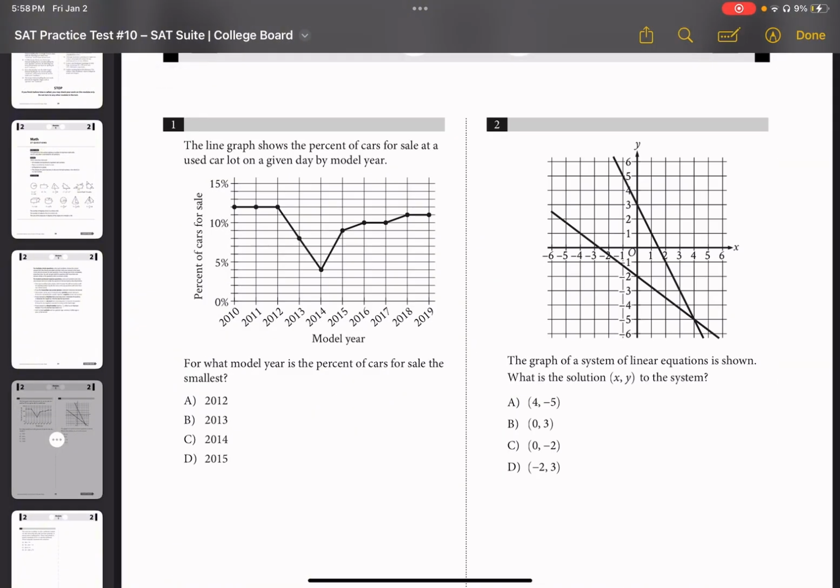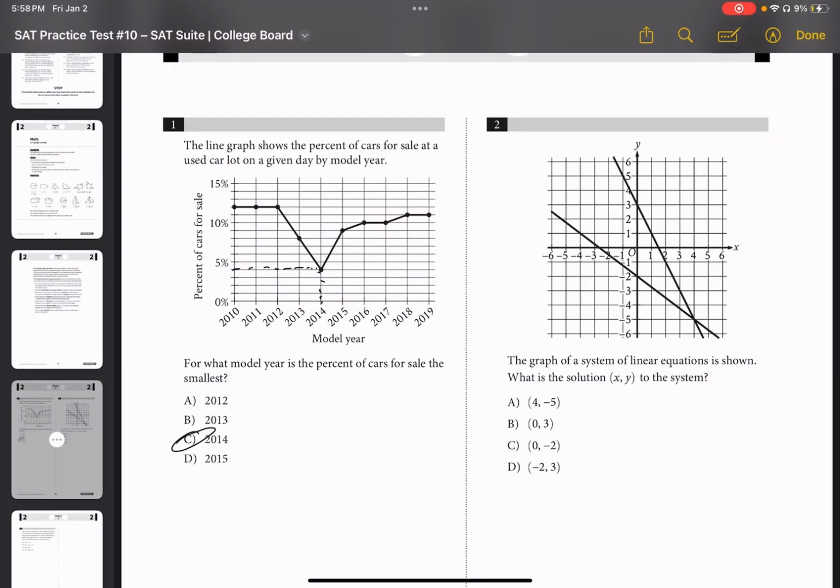So jumping straight in, question one: the line graph shows the percent of cars for sale at a used car lot on a given day by model year. For what model year is the percent of cars for sale the smallest? Okay, so percent of cars for sale the smallest would be 2014. Very simple question.